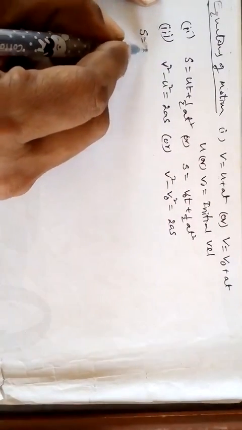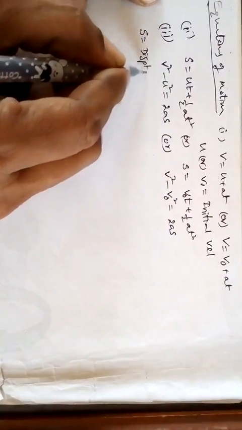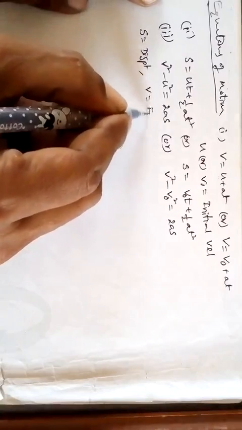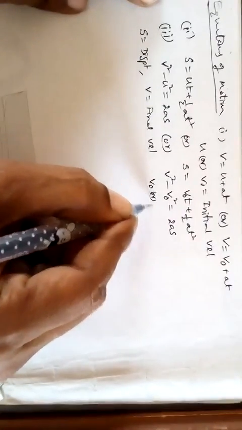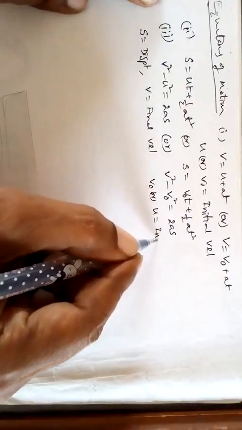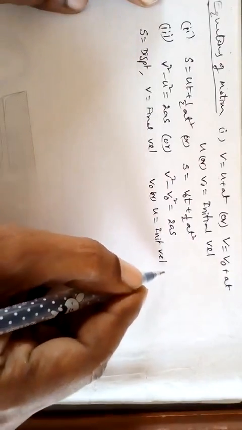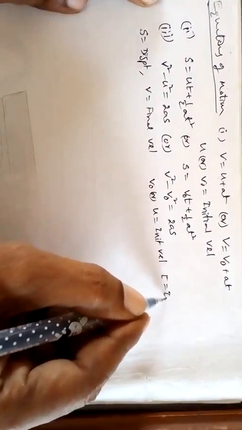Here s is the displacement, v is the final velocity, v0 or u is the initial velocity, and t is the time. Remember, these things we have learned. We have derived these using the velocity time graph. Now we have to derive them using the calculus method.